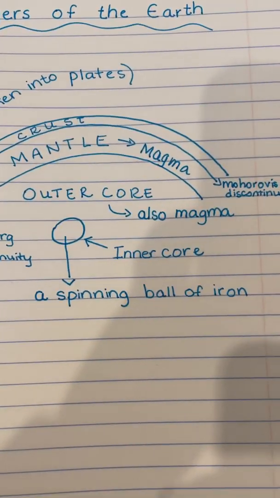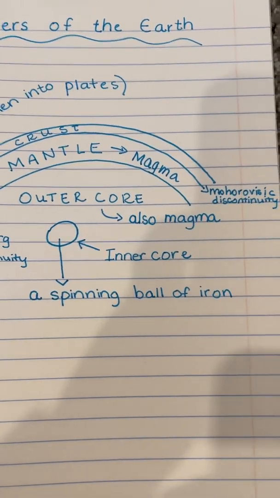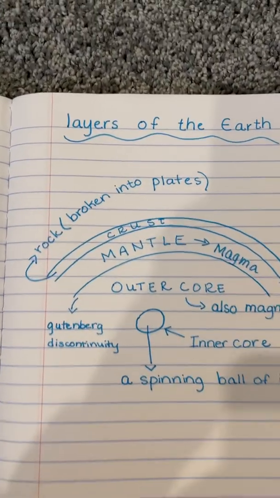And then we get down to the inner core. The inner core is a very, very hot, very, very fast spinning ball of iron. And it spins. But let's look at the crust.